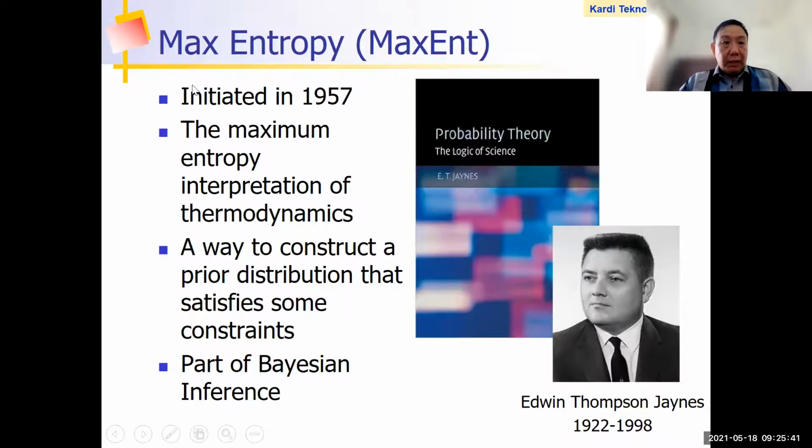So maximum entropy was started by this guy named Edwin Thompson Jaynes. You can download his book, Probability Theory. Maximum entropy was initiated in 1957. Again, it started in physics. Jaynes was a physicist. So what is this? If you have a prior distribution and you want to satisfy certain constraints, then you want to get what is called the posterior distribution.